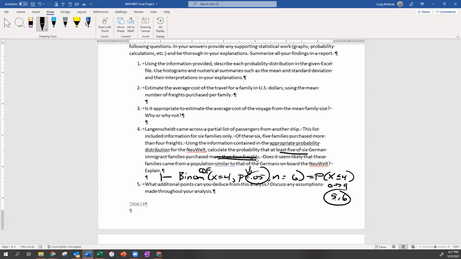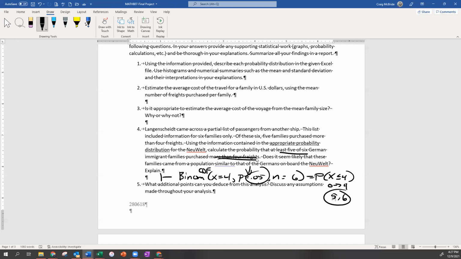Can I ask a question on this? I think this is what I'm struggling with. I got the answer, but I just want to make sure I understand why you can apply the probability distribution from the New Welt to calculate the probability for this. Can you help me understand that?